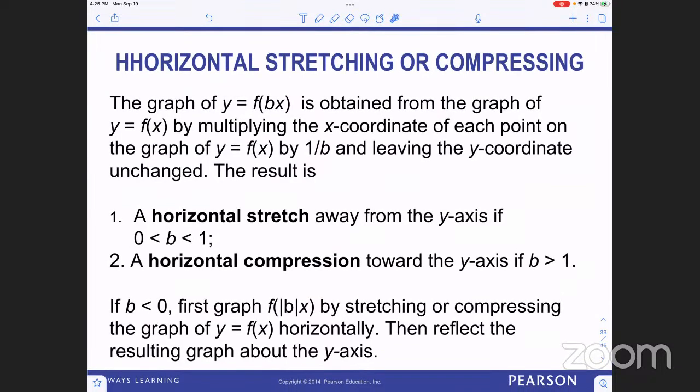So, horizontal stretching or compressing. In the previous slide, we looked at multiplying the outside by numbers either larger than 1 or between 0 and 1. Now we want to look at multiplying the inside. If we multiply the inside by a number between 0 and 1, that follows the reverse of our intuition and causes a horizontal stretch. If we multiply the inside by a number larger than 1, it follows the reverse of our intuition and causes a horizontal compression towards the y-axis. And then it's a similar argument if b is negative.